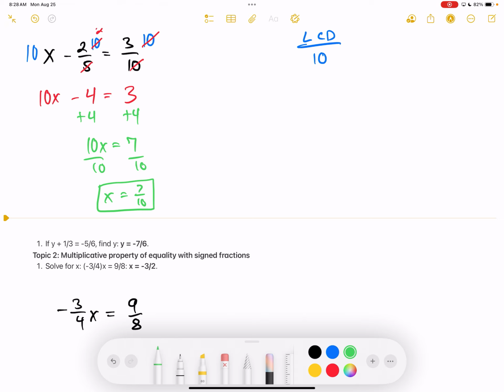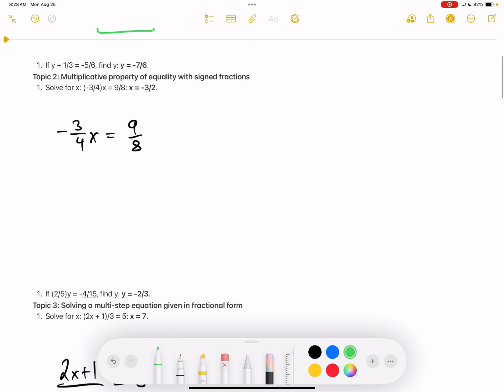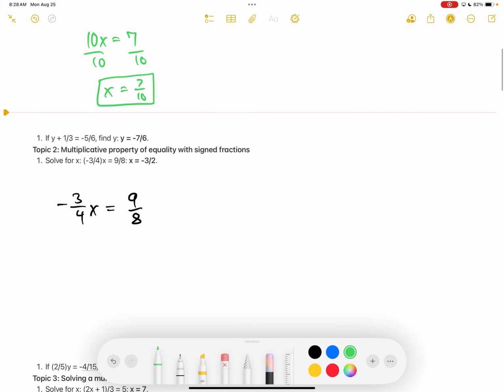So if you multiply by the LCD, it makes the fraction go away and turns it into a pretty easy problem. On this one, by the way, there are 2 problems under each of these. I'm just going to do one today since I did the syllabus.